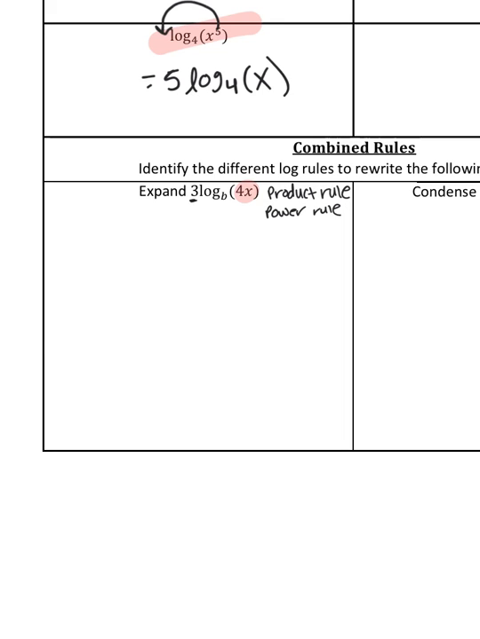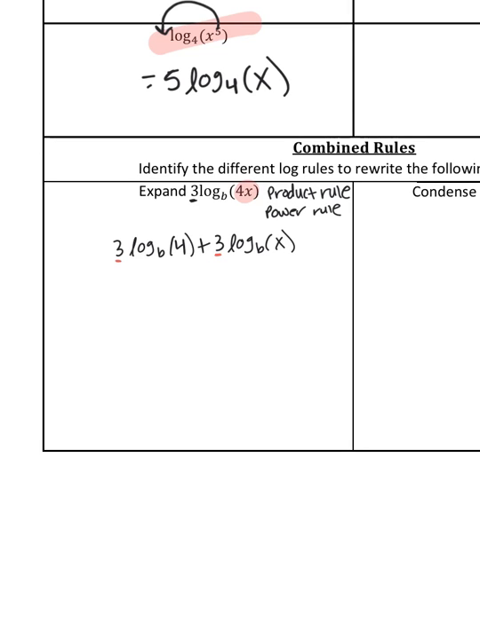So I'm going to have 3 log base b of 4 plus 3 log base b of x. So notice that I've written the 3 in front of both log statements. That's because that 3 is being applied to the 4 and it's being applied to the x. So I can't just write it in front of one of them. I'm going to write it in front of both since the 4 and the x are both in parentheses.